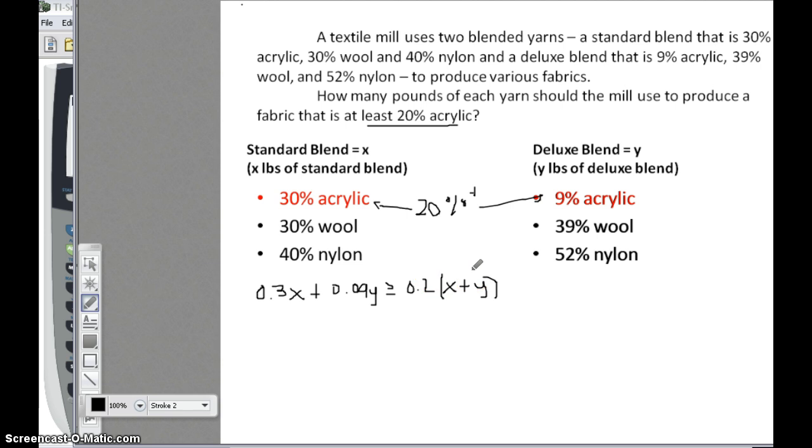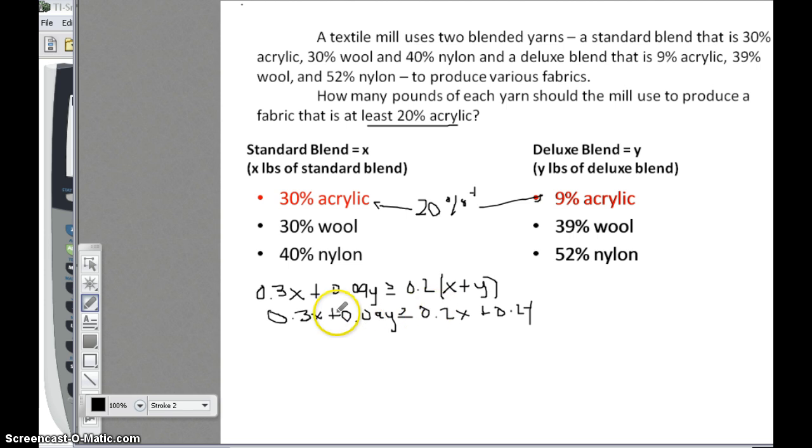In order to solve this, I need it to be in slope-intercept form, so y equals format. So I'm first going to have to distribute this. So 0.3x plus 0.09y greater than or equal to 0.2x plus 0.2y. Now I want to combine like terms, and I know my writing's a little iffy here. I'm writing with a mouse today.